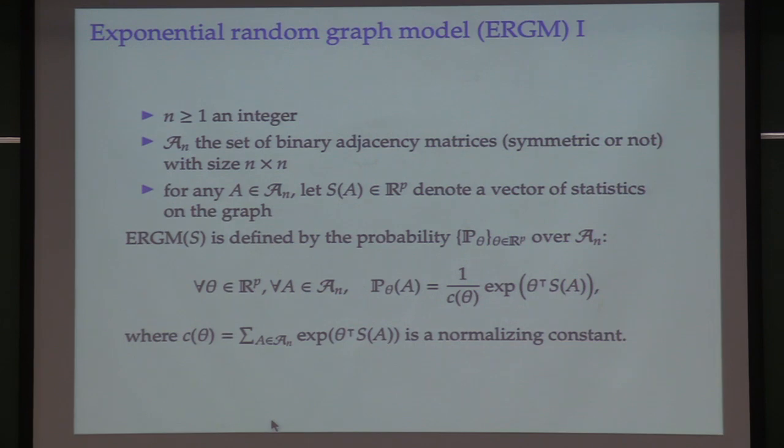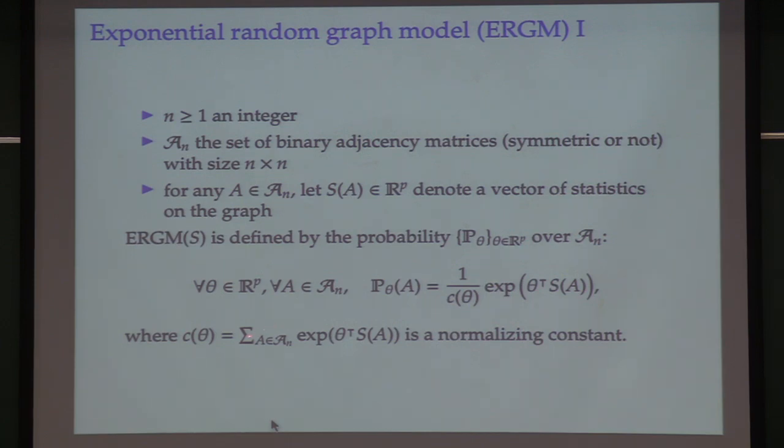The exponential random graph model depends on this vector S of statistics of the graph, and it's defined by the probability distribution P_theta over this set of adjacency matrices, defined in this way. The probability that a specific graph or adjacency matrix appears, that's the same, is proportional to exponential of theta transpose S(A). That's really the idea of exponential family in probability, where you say that these are the descriptors of my model, and the probability that this specific graph appears only depends on the values of the descriptors. So if I have two graphs that have exactly the same values of the descriptors, then they have the same probability to appear. You see?